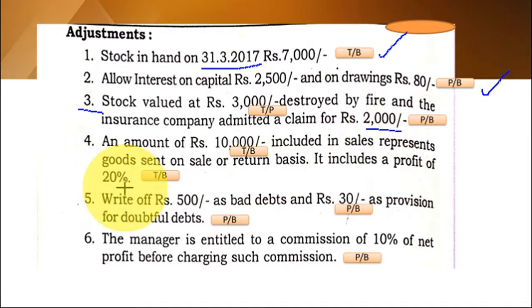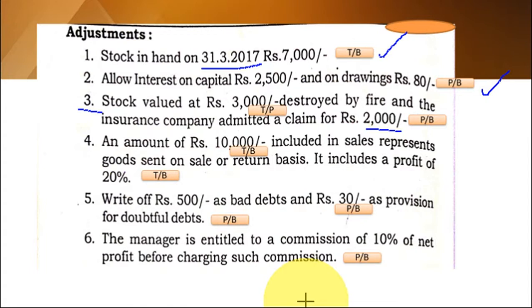Profit of 20%. So actually this profit is not there, right? So it appears in the trial balance and balance sheet. While working out the problem, I'll explain how. Write off rupees 500 as bad debts and rupees 30 as provision for doubtful debts. So both appear in the profit and loss account as well as the balance sheet.